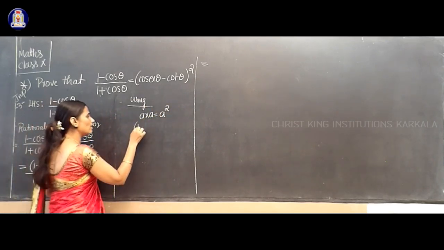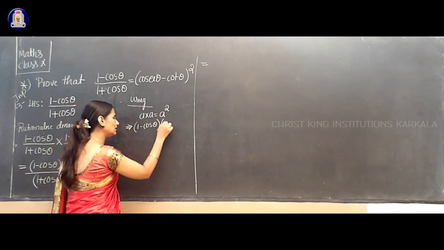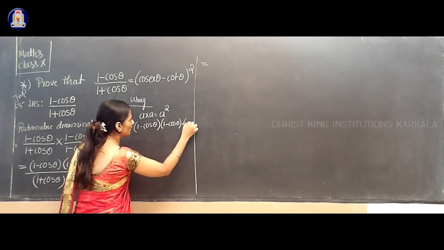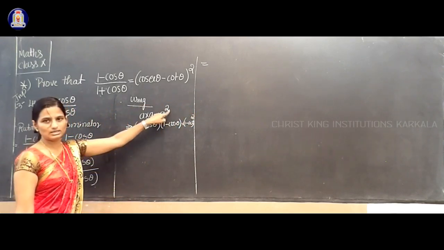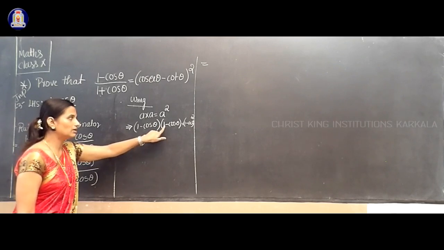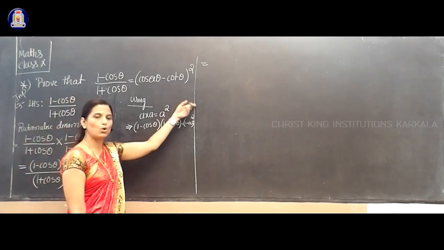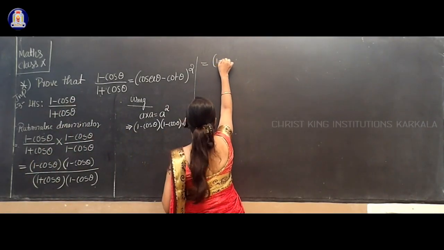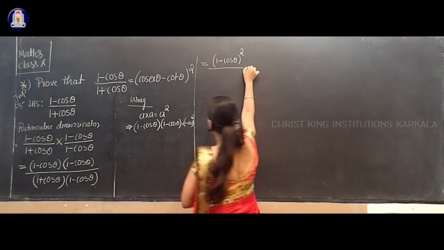So here (1 minus cos theta) into (1 minus cos theta) is equal to what? (1 minus cos theta) whole square. A into a is a square. Since 1 minus cos theta is repeated 2 times, it is whole square. So the numerator is (1 minus cos theta) whole square divided by the denominator.